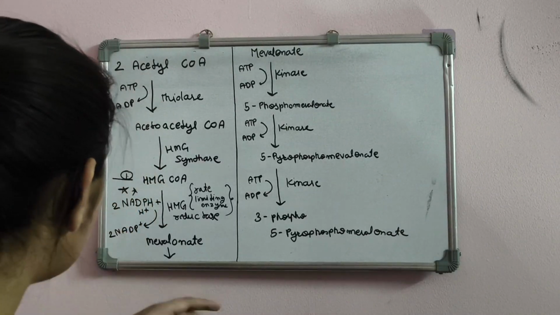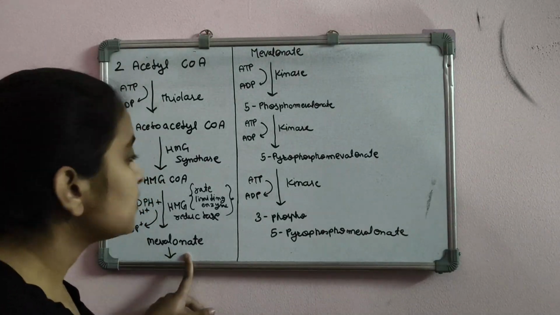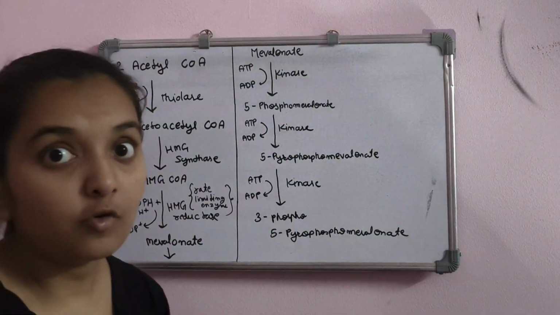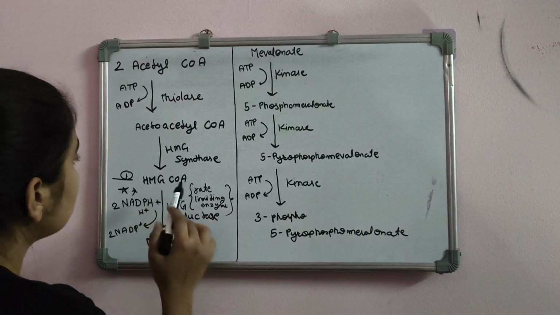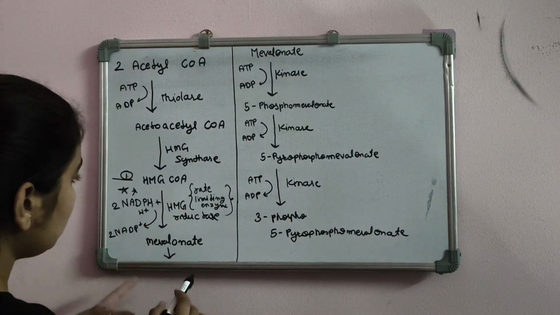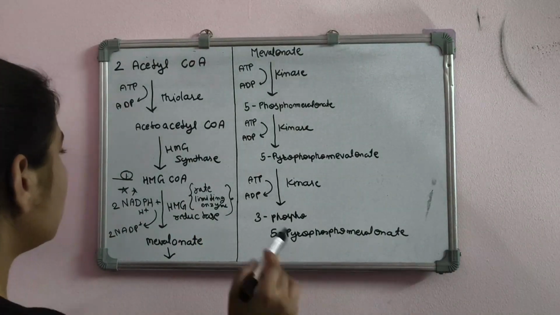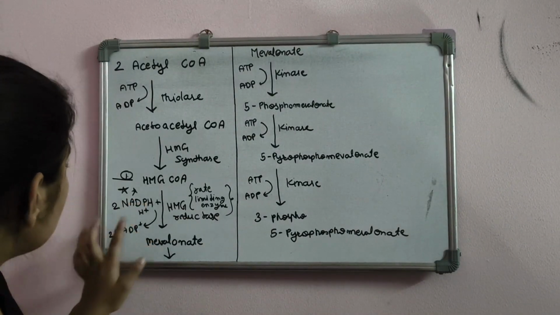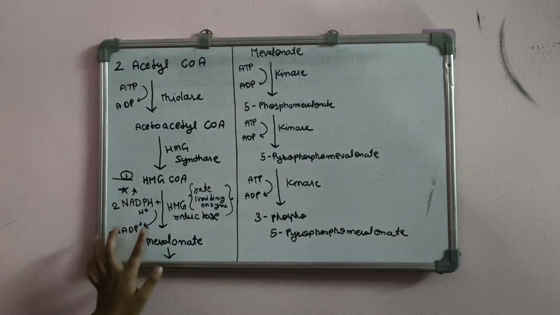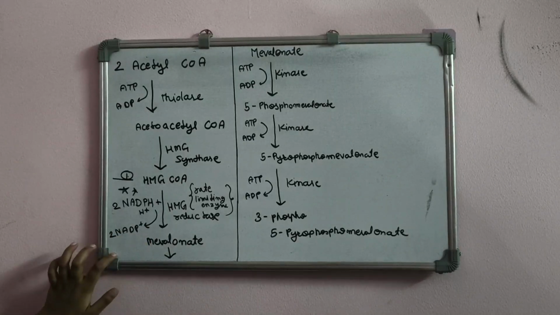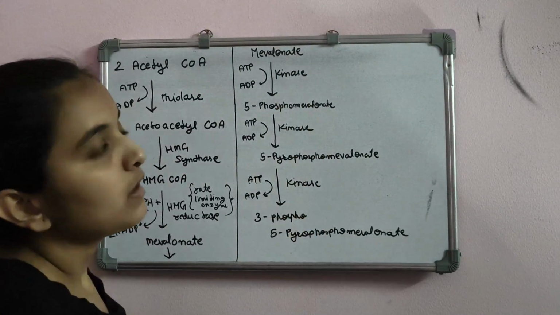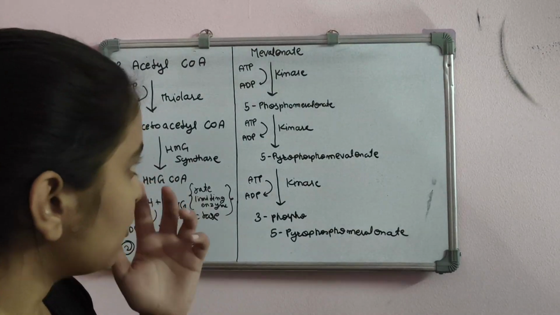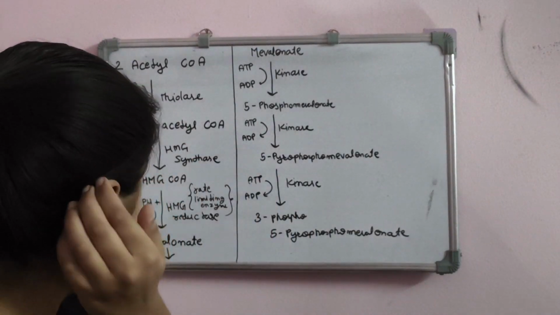Now the second step, mevalonate formation. This step is important as it is also involved in the regulation of cholesterol synthesis. HMG CoA forms mevalonate by the enzyme HMG reductase, which is the rate limiting enzyme. Here 2 NADPH plus H plus are converted to 2 NADP plus. This is the reducing equivalent. This is basically the second step. Now the third step, which is bigger.